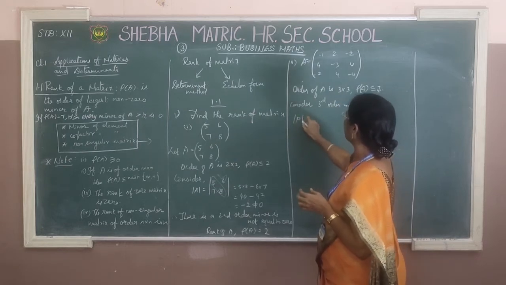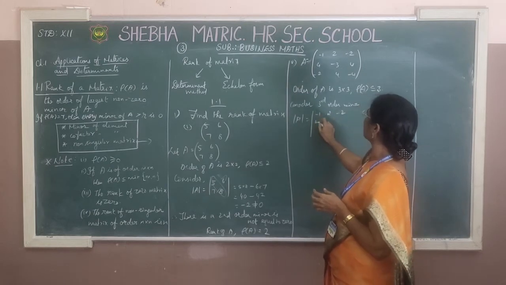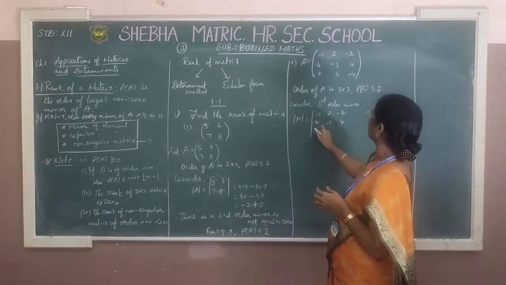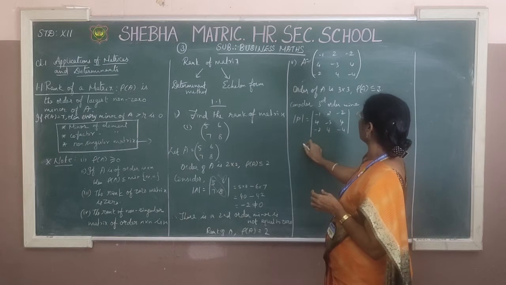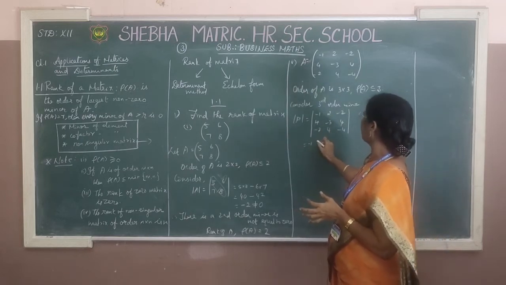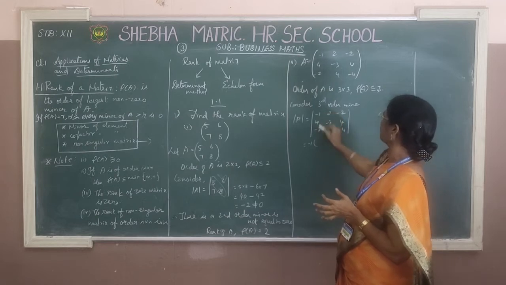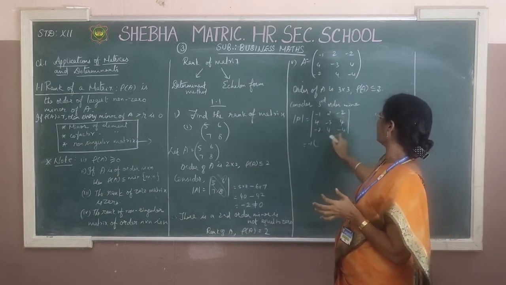It is nothing but write in the determinant form: minus 1, 2, minus 2, 4, minus 3, 4, and minus 2, 4, minus 4. So, now we have to find the value. We get minus 1 into, next one is what? The minor of minus 1. The minor of minus 1 is these 4 elements.